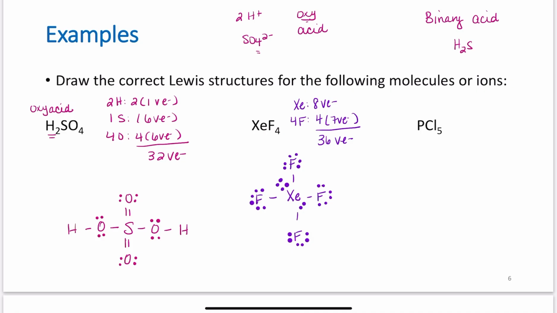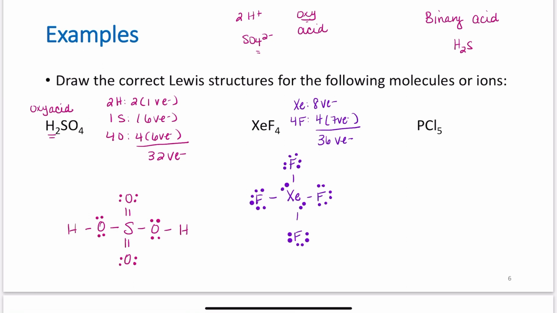I can't draw like that. They have to be opposite. They have to not be on the exact same side of the xenon. But that would be the correct Lewis structure for xenon. Now, it looks like xenon's got more than an octet, and it does. But again, this is the correct structure. It's just what we call an expanded octet. So we're going to see that come through as one of the exceptions we have to the rules.